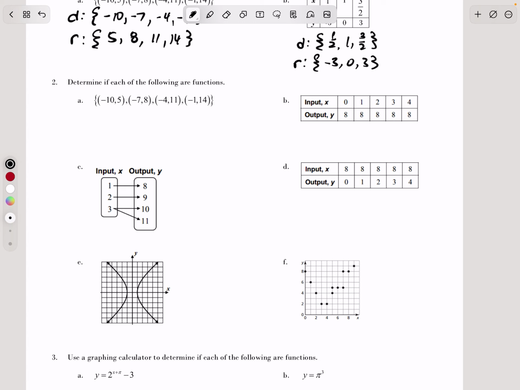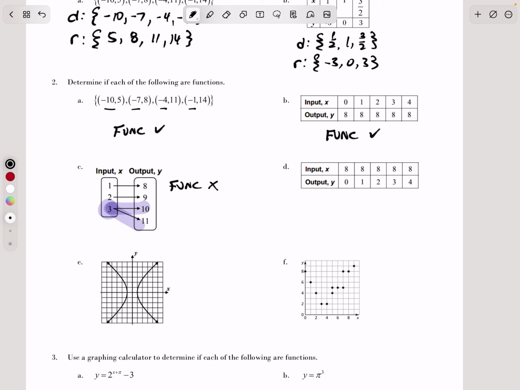All right, number 2, are these functions or not? Remember, we're looking for repetition in the x variable. I don't see any for choice A. There's no repetition. Therefore, yes, it is a function. Actually, you know what I'm going to do? I'm going to say function check. Letter B, no repetition in the x row, so I'm going to say it is a function. However, look at letter C. This number 3 is mapping to 2 different y values. That is not allowed. So it is not a function.